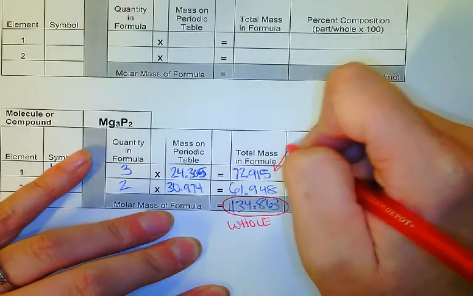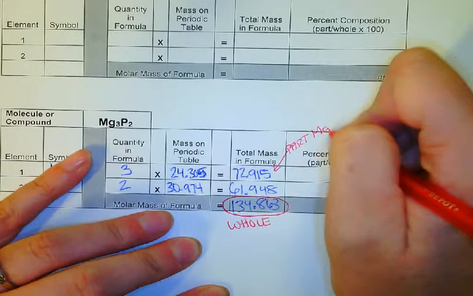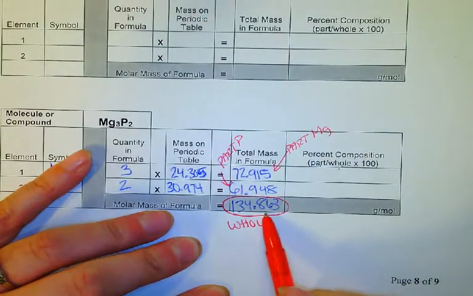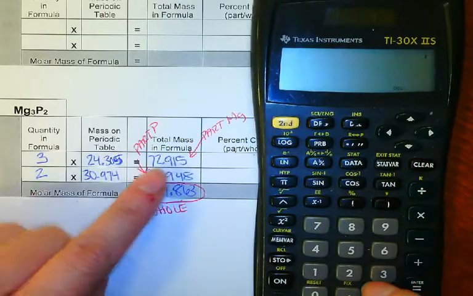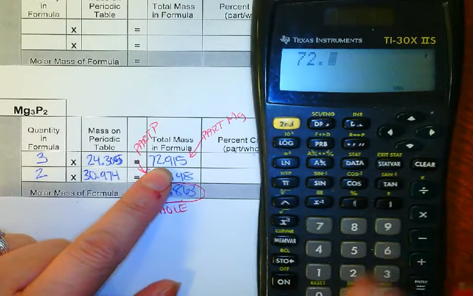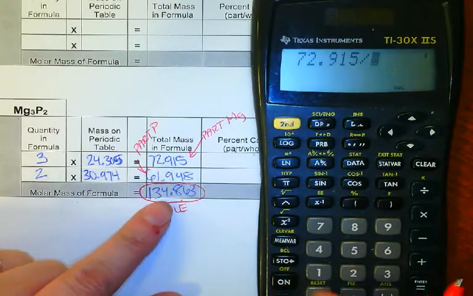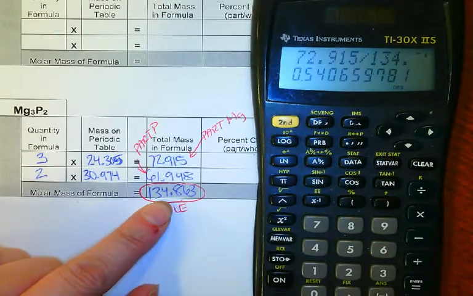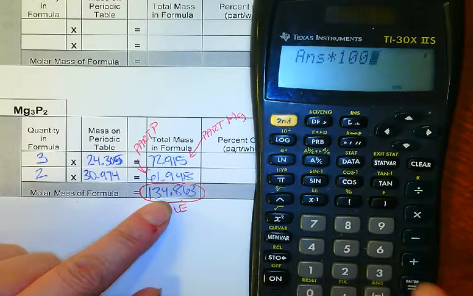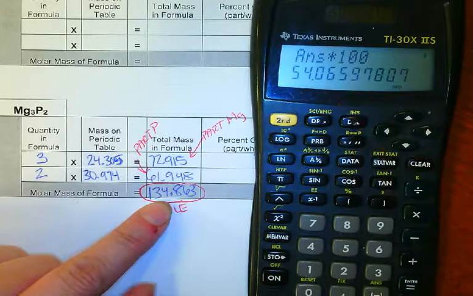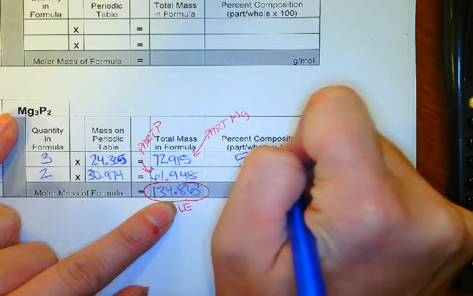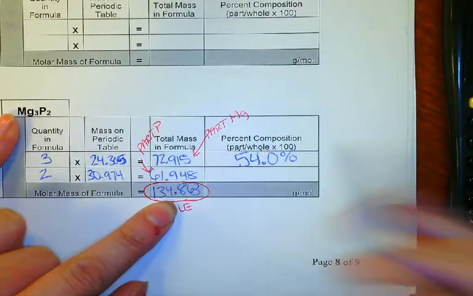And part, for magnesium, this is a part. And for phosphorus, this is a part. So I want to know what percent of my compound is made of magnesium. I would do the part divided by the whole. So the part that's magnesium, 72.915, divided by the whole mass of the compound, 134.863, equals, then times 100, 54.0%, we can say. Okay, so part divided by whole times 100.